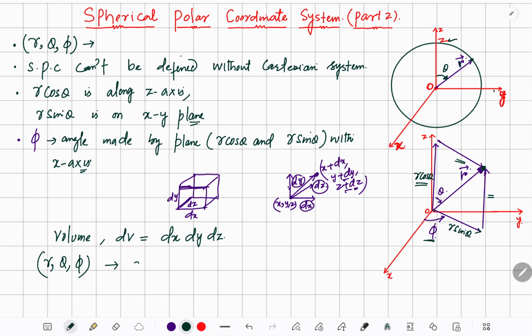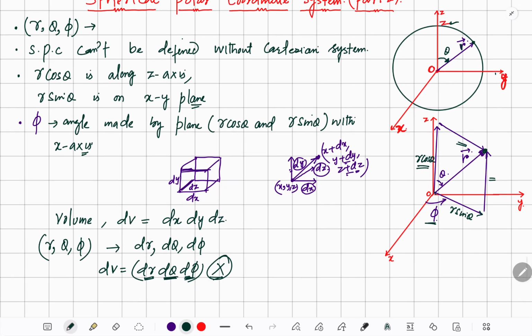So we cannot simply say dr, d theta, and d phi and multiply these three things and call that the volume. No, this is not the volume, because this is a length, but this is an angle, and this is an angle. So we cannot multiply a length with two angles and get a volume. I hope you understand the point.